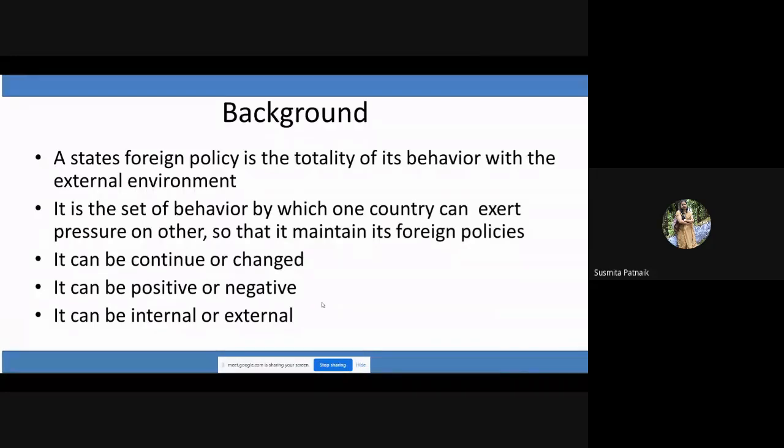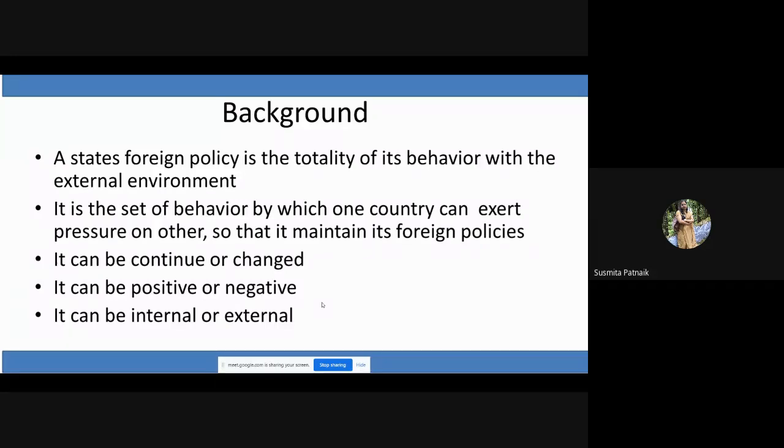Then number 3 is what? It can continue or it can change. Sometimes it continues, sometimes it changes. If the policy is flexible, if the policy is accepted by the other countries that are near India, then it continues its policy. If the policy has a positive effect, then the policy can be continued. And if it drastically affects the interest of another country, then it can be changed. So India's foreign policy can be a continuity or a change.